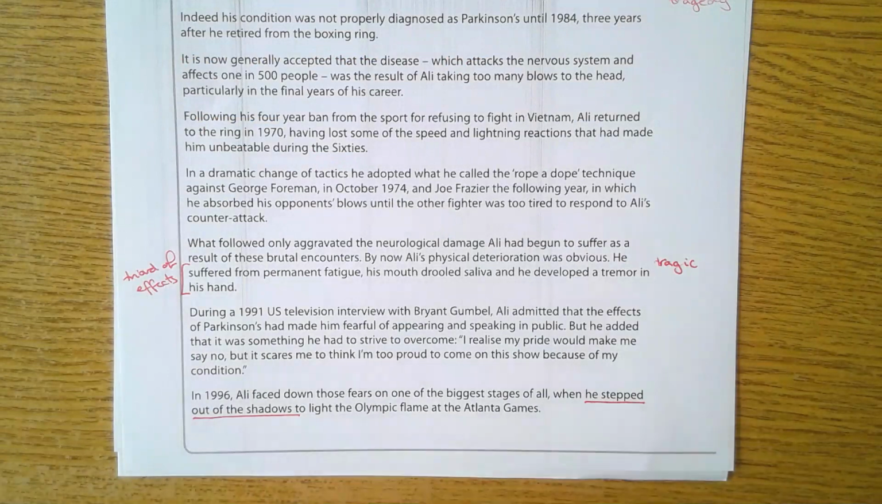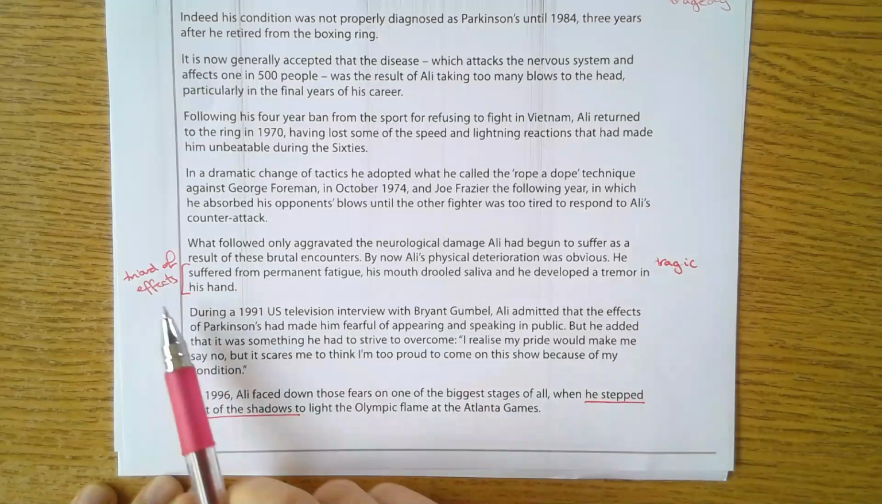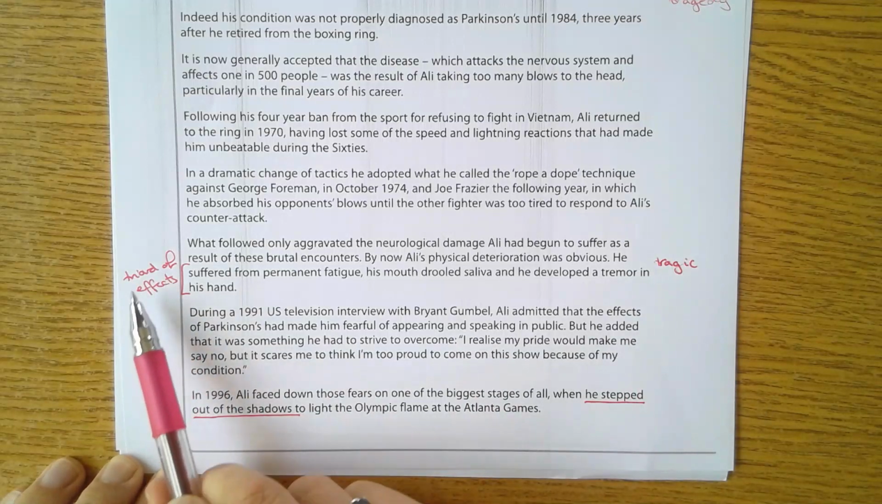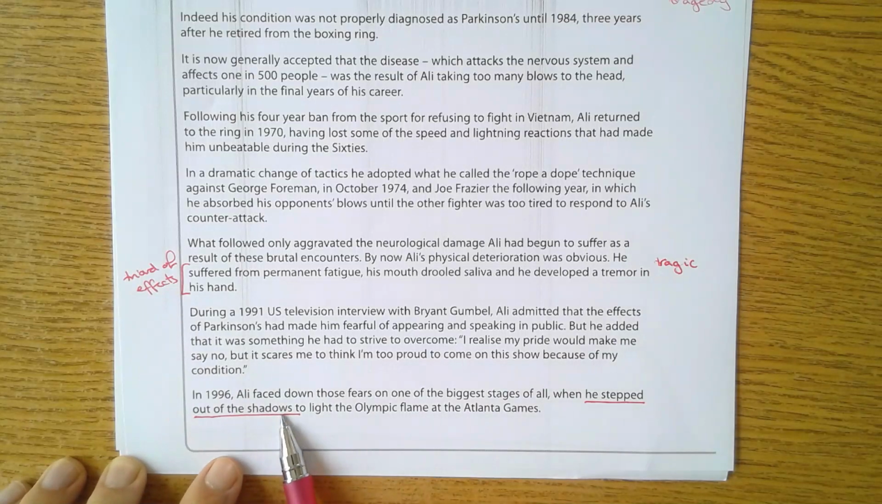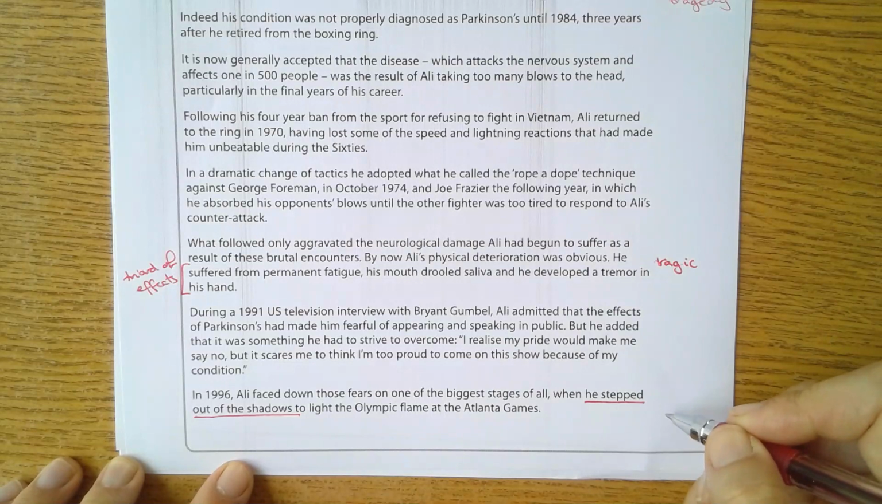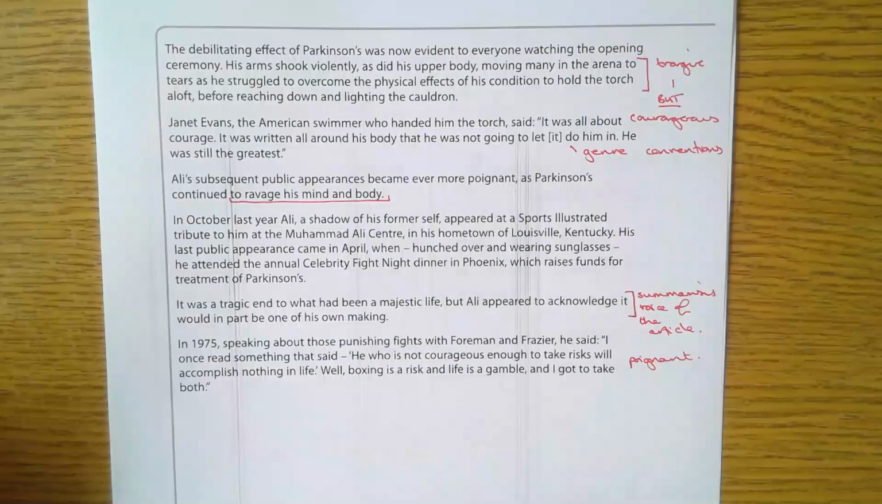So you can see as I've done my little 5-minute read through, I've put a few other pointers on there as well. This is obviously tragic when it's talking about the triad of effects of his physical deterioration. There's more imagery as well that creates a sense of poignancy. I could have written poignant next to this bit here, when he steps out of shadows to light the Olympic flame at the Atlanta Games.